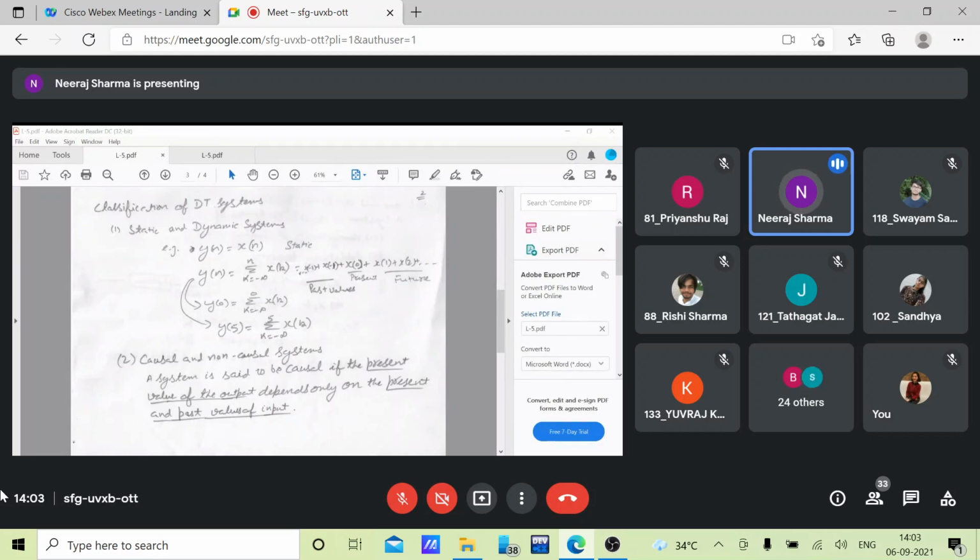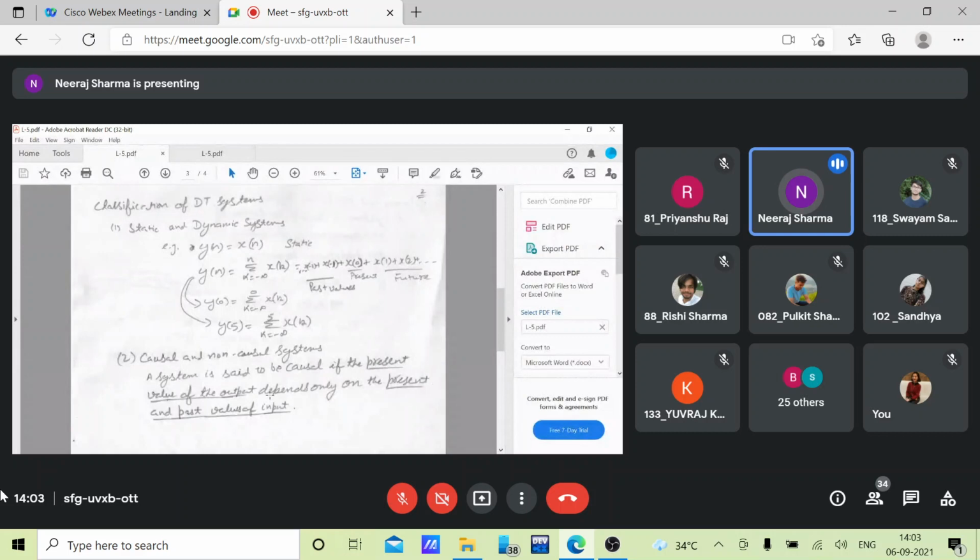So depending upon the behavior of the system, you can classify the system under different categories. We start with the classification of CT and DT systems. The first classification of CT and DT systems is static and dynamic systems. So what is a static system? As the name specifies, static systems are those systems whose properties do not change with respect to time, or they do not have any memory element, whereas dynamic systems are those which consist of a certain kind of memory element.